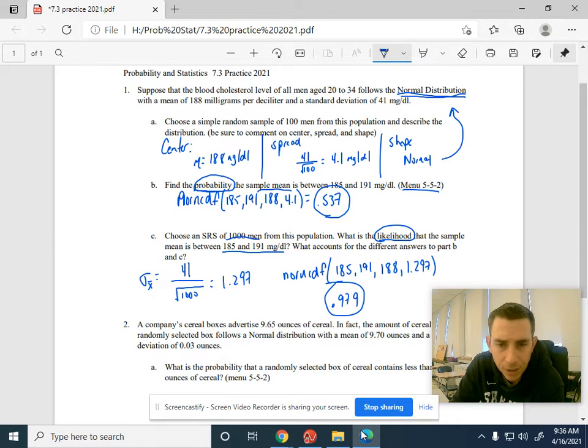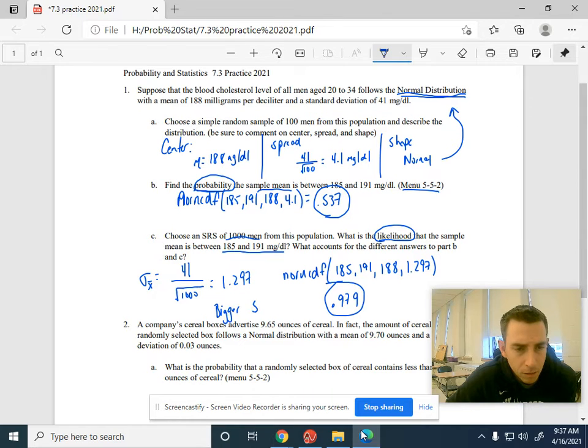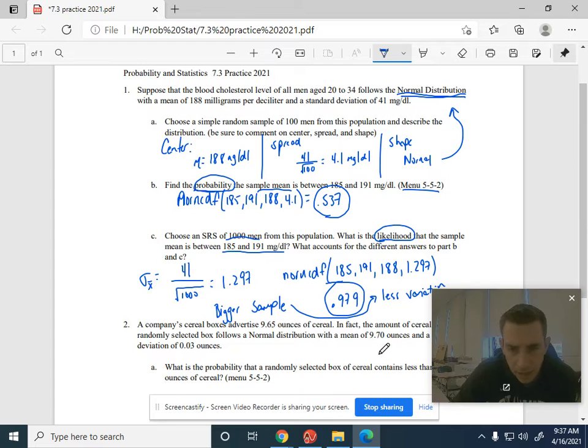It says, what accounts for the different answers in part B and C? So what makes up for such a significant difference in probability? Well, it's the increase in sample size. All right, so bigger sample. And with the bigger sample, we've said it before, that'll say less variation.